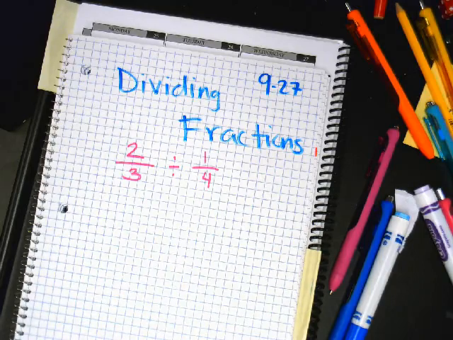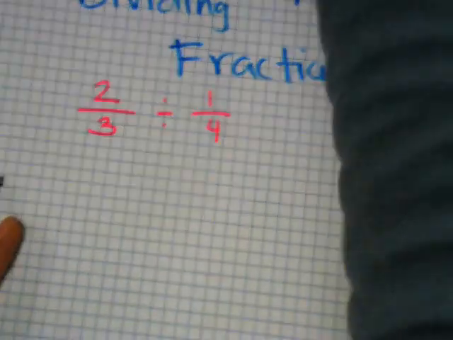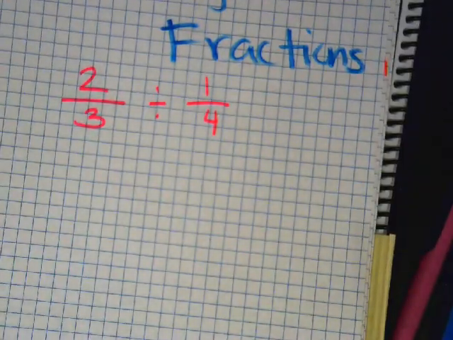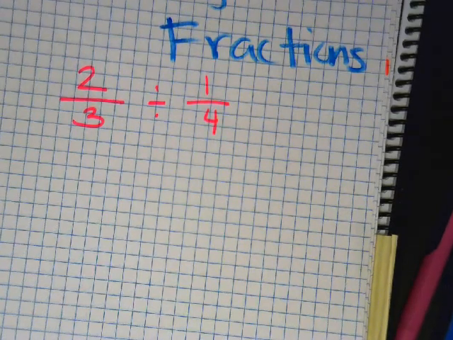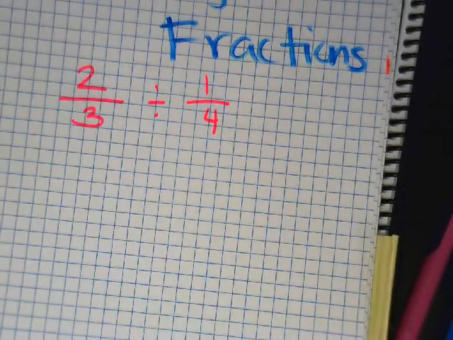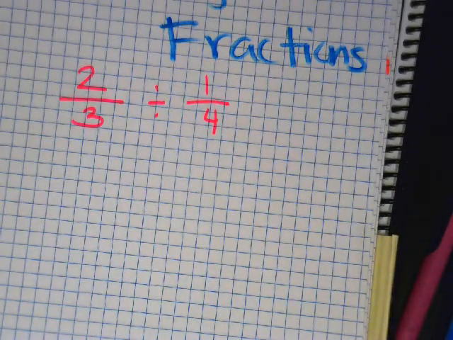How do I divide 2/3 divided by 1/4? Keep, change, switch. What's the change? The division turns to multiplication. That's your change. What's your switch? 1/4 turns into its flip.